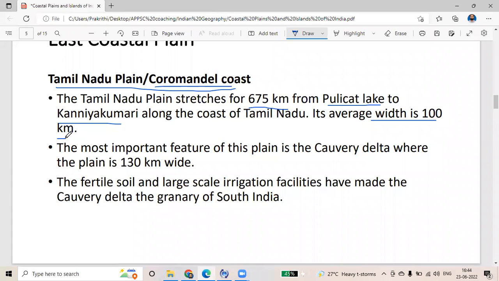And here the river which is contributing to this Tamil Nadu plain is the Kaveri river. So all these rivers came.